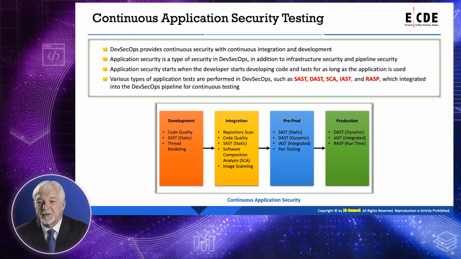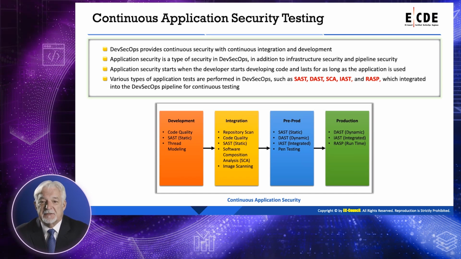Continuous application security testing. Let's talk about the four big chunks of this. DevSecOps provides continuous security with continuous integration and development. Application security is a type of security in DevSecOps, in addition to infrastructure security and pipeline security. So think of it as you have infrastructure and the pipeline itself. How secure is it in moving code, et cetera, and interacting with external websites.